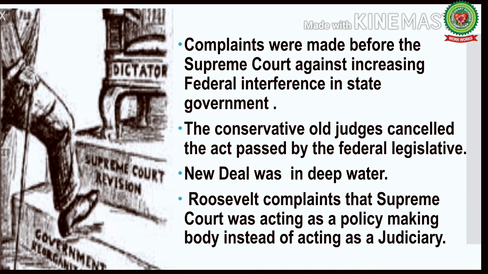Complaints were made before the Supreme Court against increasing federal interference in state government. The conservative old judges cancelled the acts passed by the federal legislature. The New Deal was in deep water because the judges were rejecting the laws passed by Franklin D. Roosevelt. Roosevelt complained that the Supreme Court was acting as a policy-making body instead of acting as a judiciary. He said the role of the Supreme Court is only to act as a judicial organ, but it was acting as a legislature by rejecting the laws passed by the Federal Legislative Council on the pretext that they were against the Constitution of America.